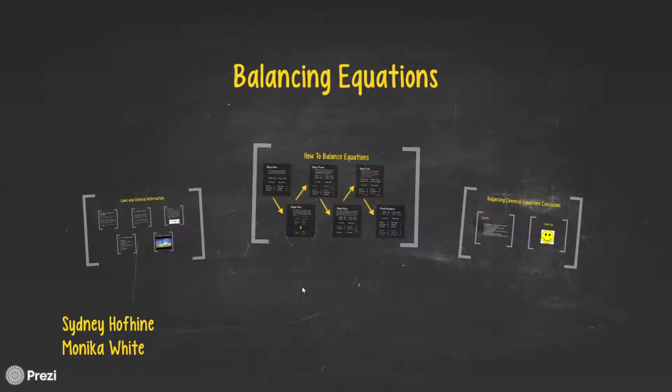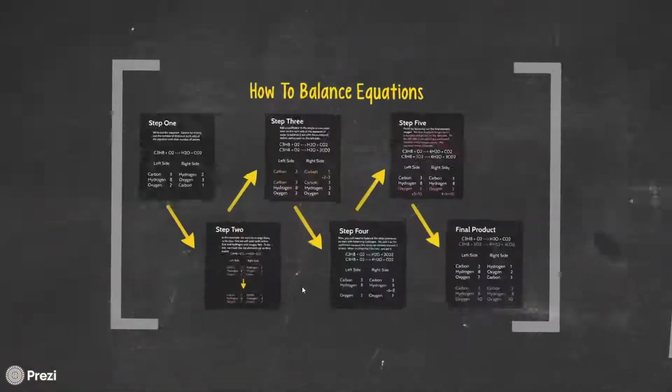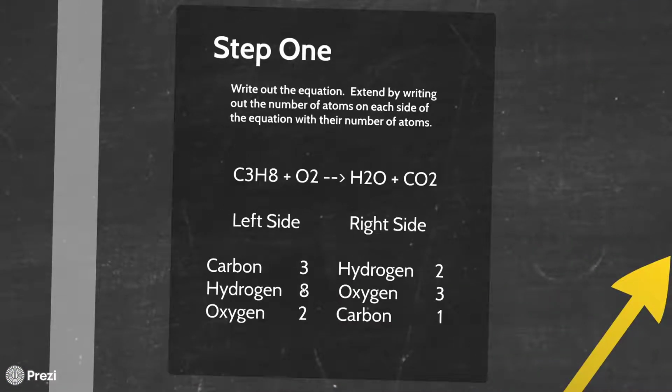Now, let's go over the process here. For step 1, you're going to start by writing out the equation. After you write out the equation, you're going to split it up into 2 sides. You're going to have your left side of the equation where you have your reactants and your right side where you have your products.